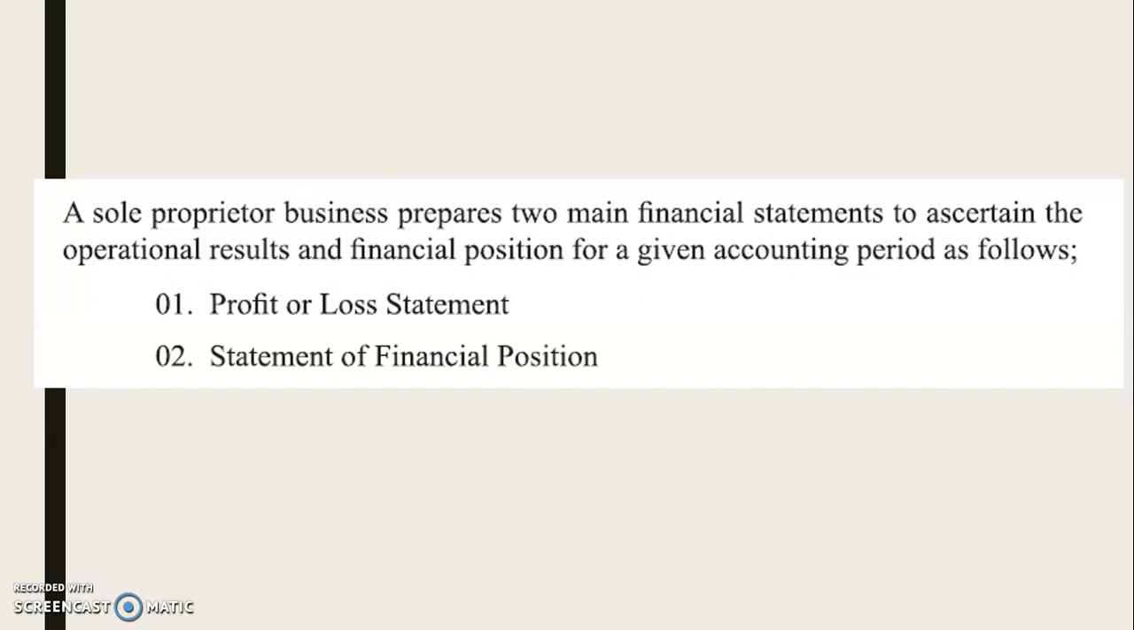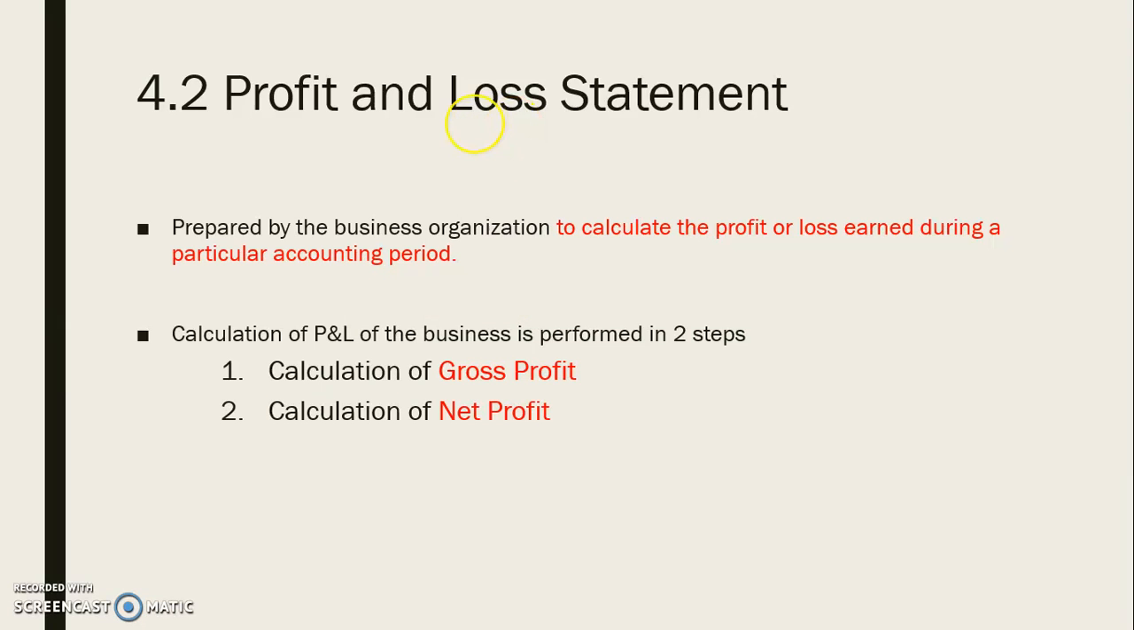Okay, so we'll be looking at the sole proprietorship. Sole proprietorship is less complicated. You all know it doesn't have shares and shareholders and all those things. So first we'll be learning how we prepare the profit and loss statement and the statement of financial position for the sole proprietor business. Today we won't be doing both. We'll be only focusing on the first one. Even on the first one, we'll be learning how to calculate the gross profit. Okay, profit and loss statement. What is a profit and loss statement? It is prepared by the business organization to calculate the profit or loss earned during a particular accounting period.